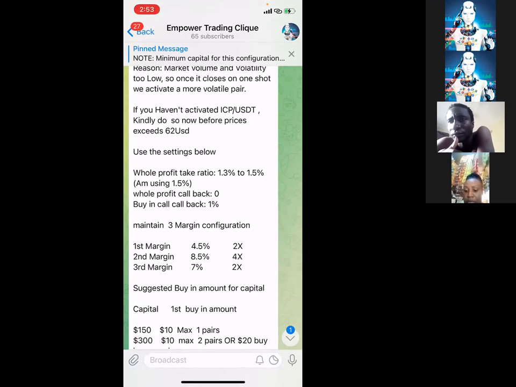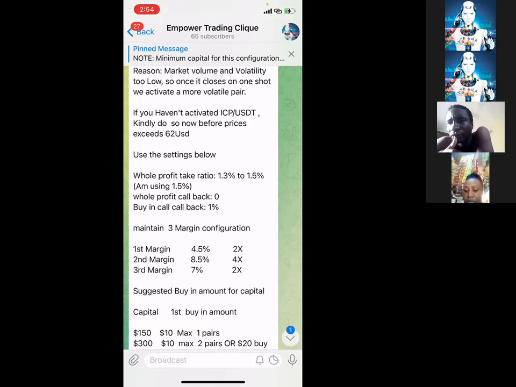What is whole profit callback? For example, if you put it to like 0.3 and you set your whole profit take ratio to 1.3, it means that you are giving room for the market to move further than 1.3%. So you are saying if the market gets 1.3%, it should activate a take profit, but it shouldn't close the transaction. Now, if the market starts coming down, that's the calling back by 0.3.